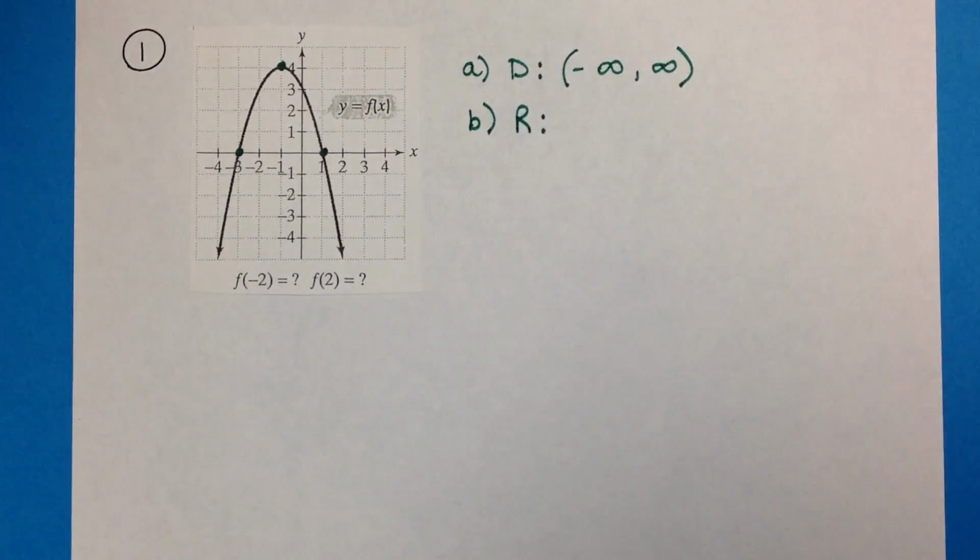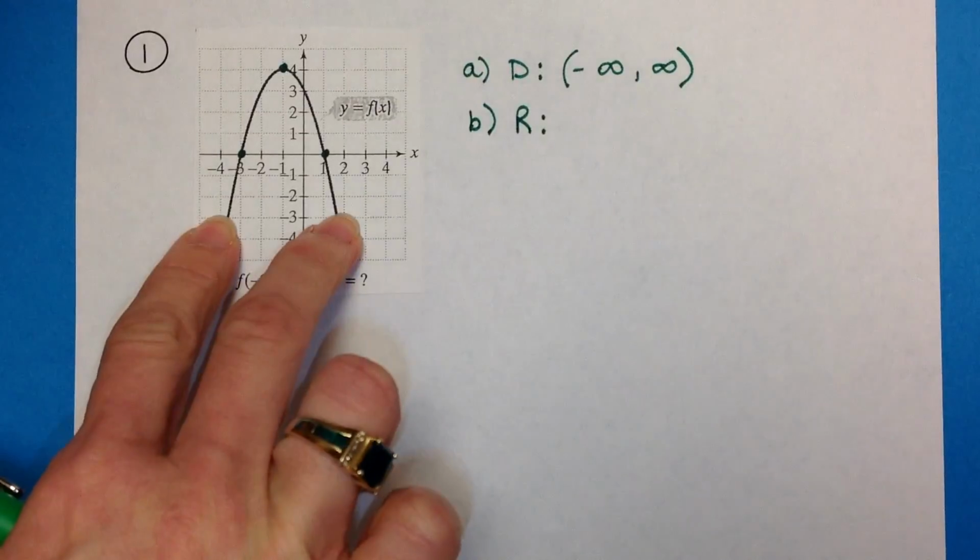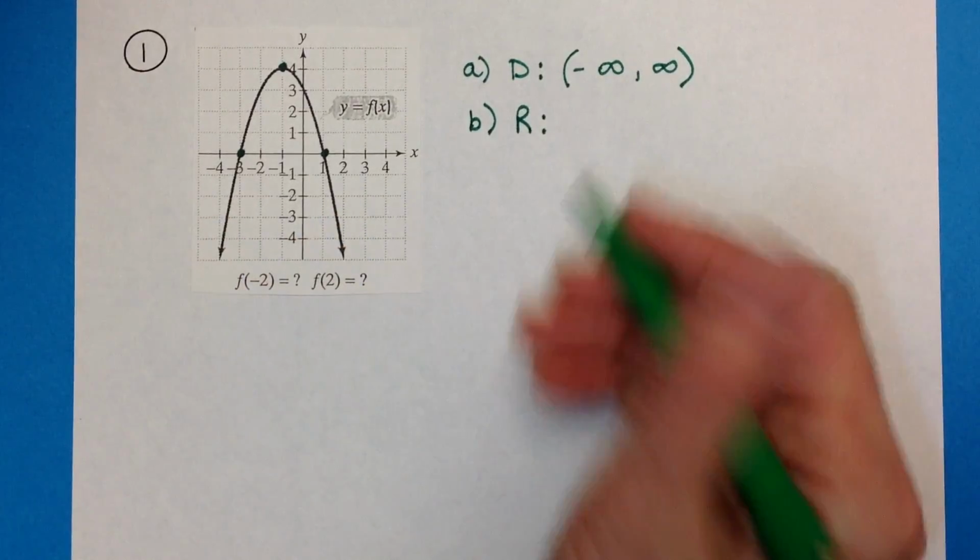Now what I told you with range was bottom to top. Okay, so ask yourself, does it go down forever? Yes, these two arrows indicate that it goes down forever.